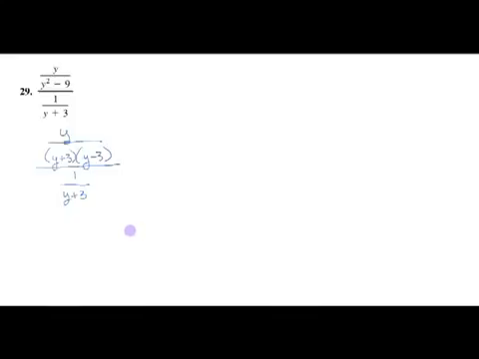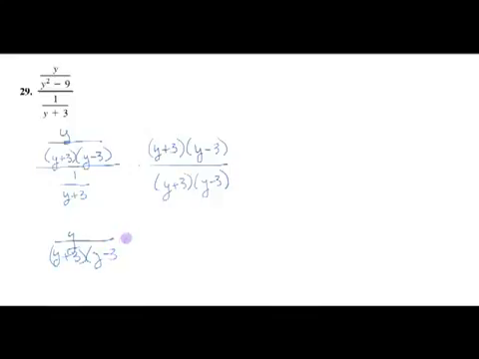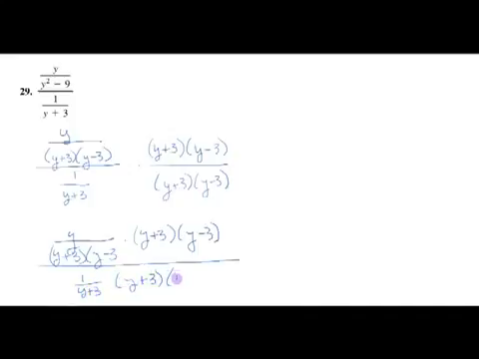Now, can you see that the LCD is y plus 3, y minus 3? We'll multiply by y plus 3, y minus 3 on top and bottom. Now, when I multiply, I get y over y plus 3, y minus 3 times y plus 3, y minus 3, all over 1 over y plus 3 times y plus 3, y minus 3.